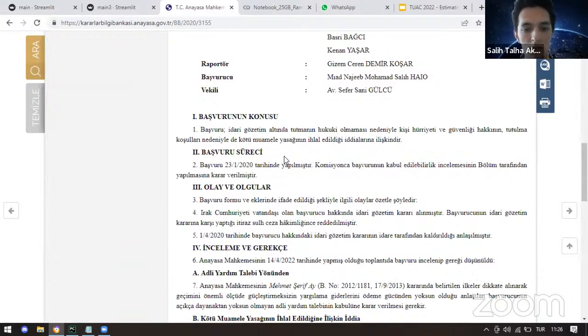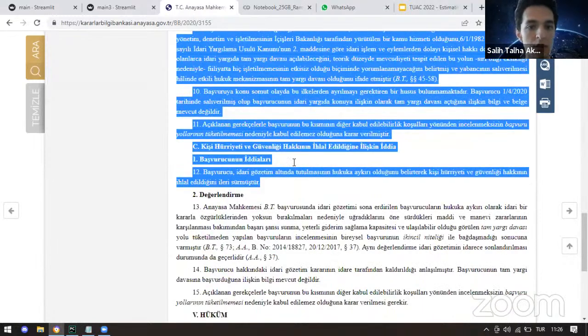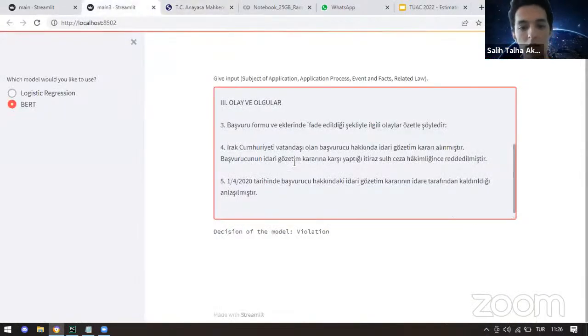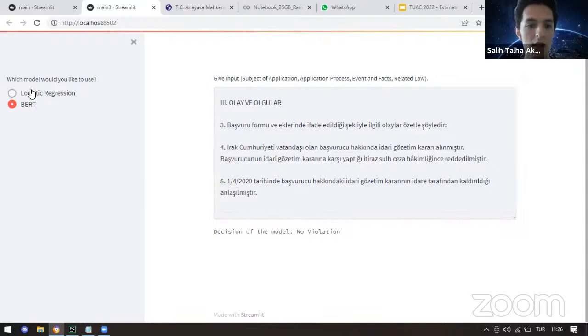I copy the main text of the case, and the model is running right now. It says no violation, and you can also change the model here.